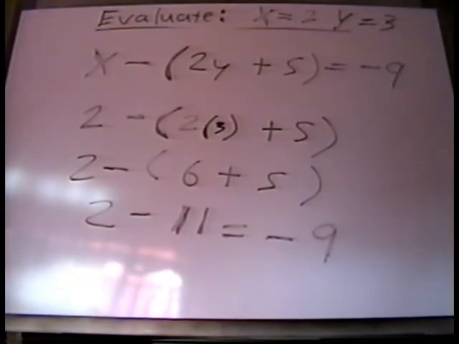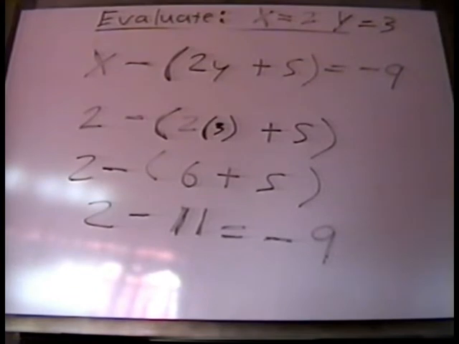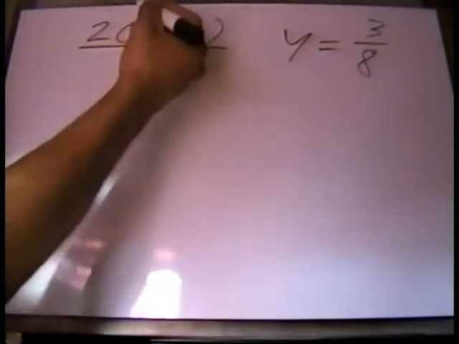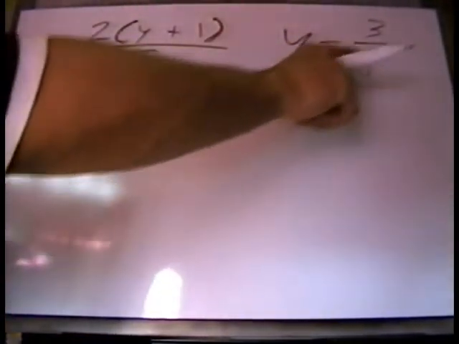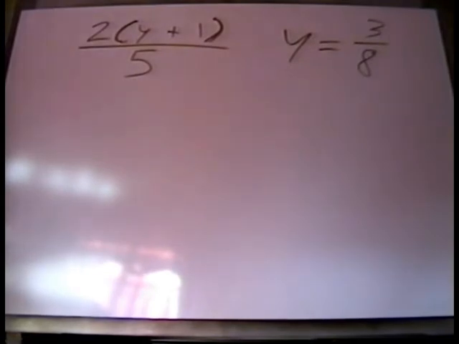Okay? What we're doing is called evaluating the expression. Okay, now we're going to evaluate this expression. Okay, 2 by the sum of y and 1, divided by 5. Now we're saying evaluate this expression if y is 3/8.